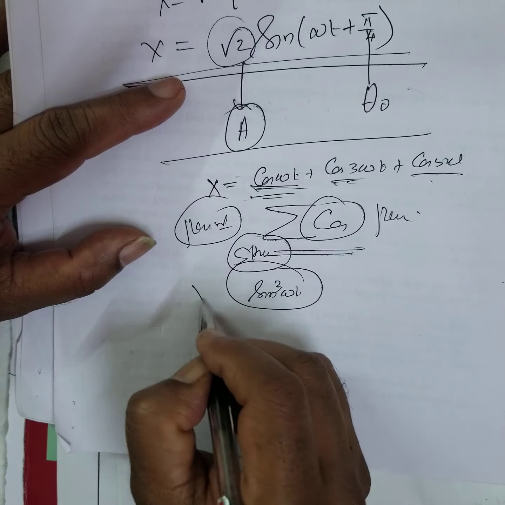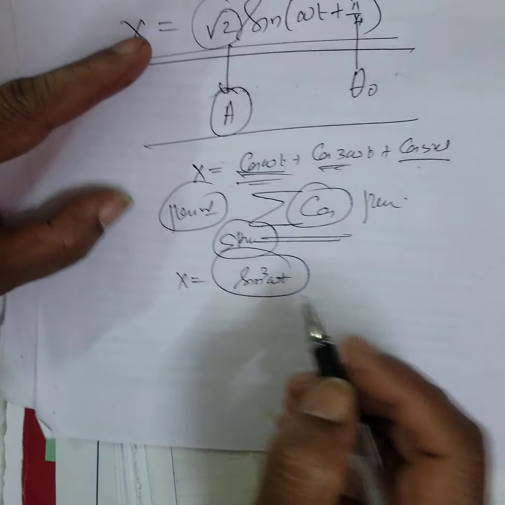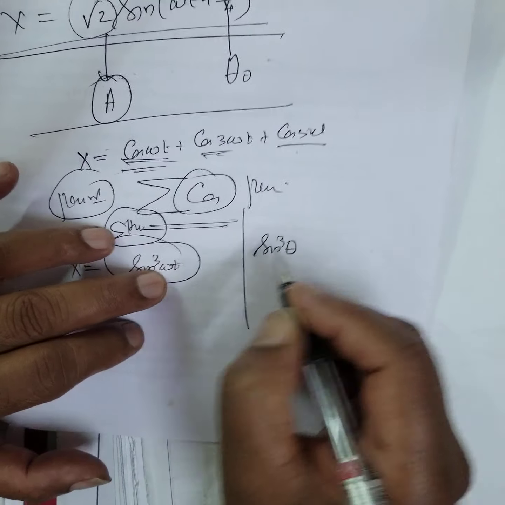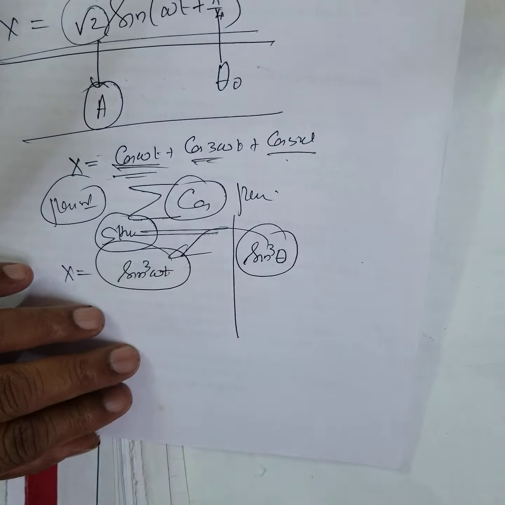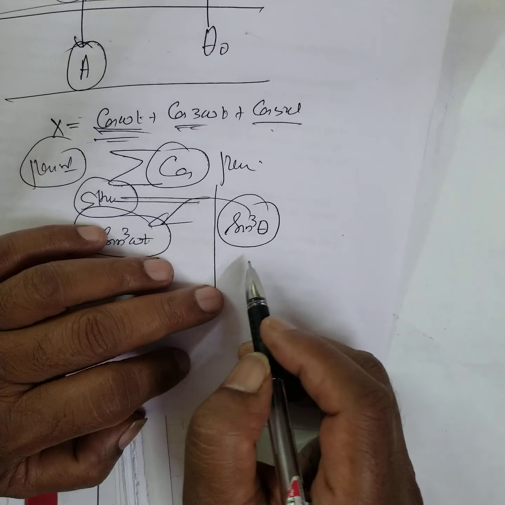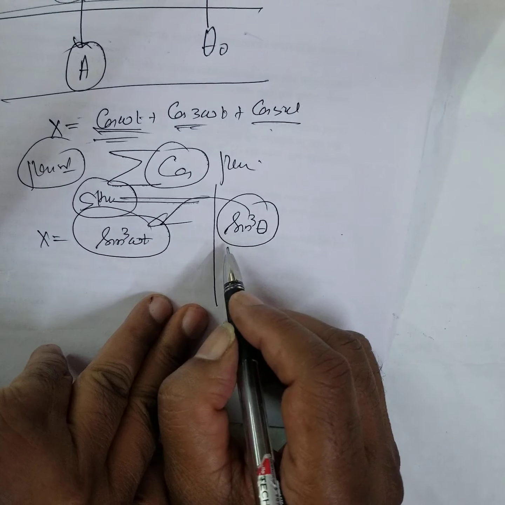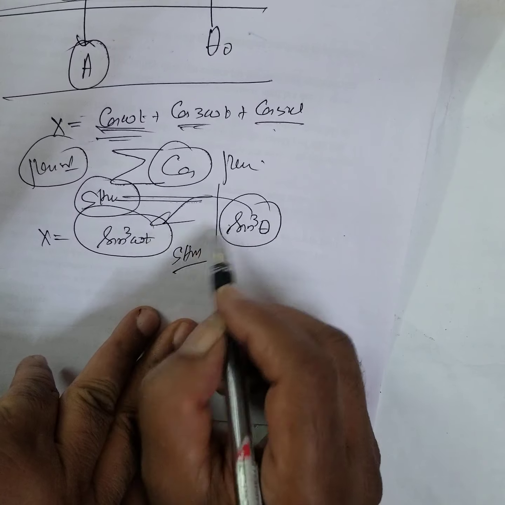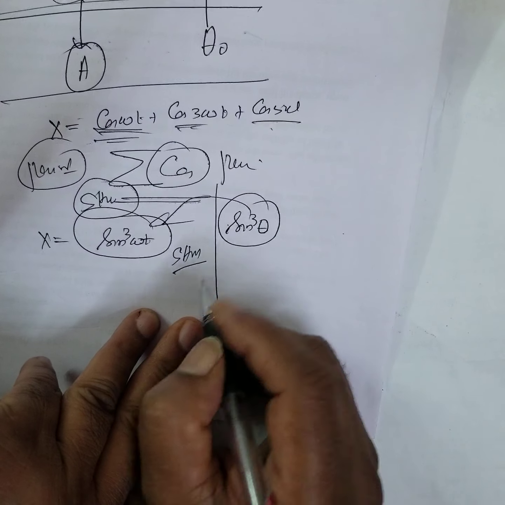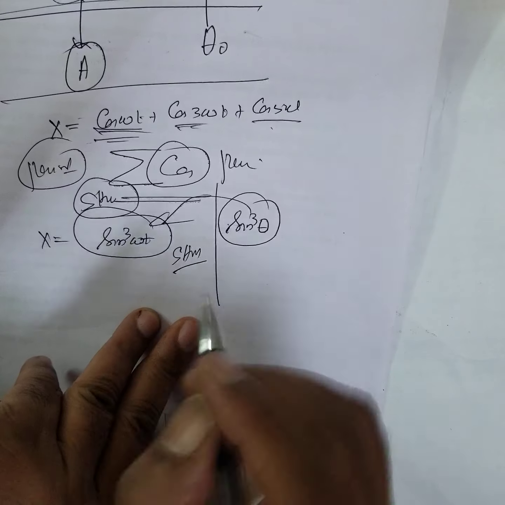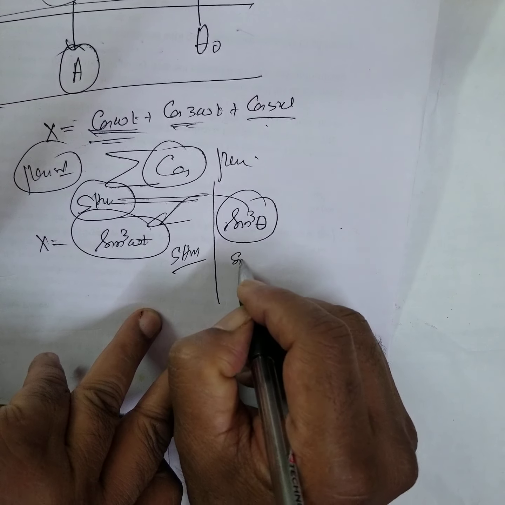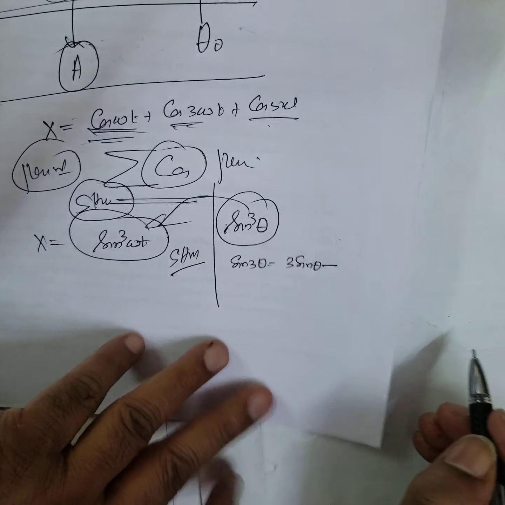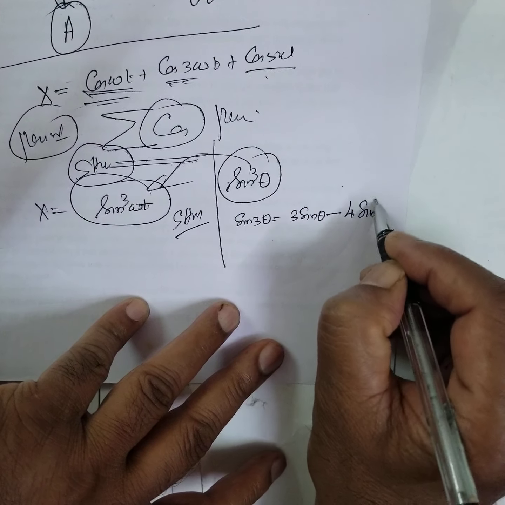Say x equal to... what is this? Do you remember this? There is a formula for sine cube theta. Is it possible to express it in terms of a simple harmonic motion? They'll ask. Yes, this is a periodic function. Any continuous function you can express in terms of periodic functions, but not simple harmonic motion. What is it? Sine 3 theta is equal to 3 sine theta minus 4 sine cube theta.